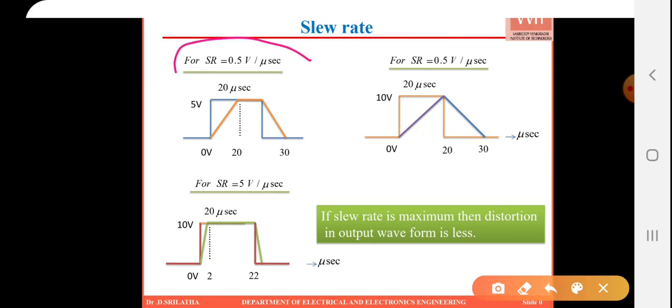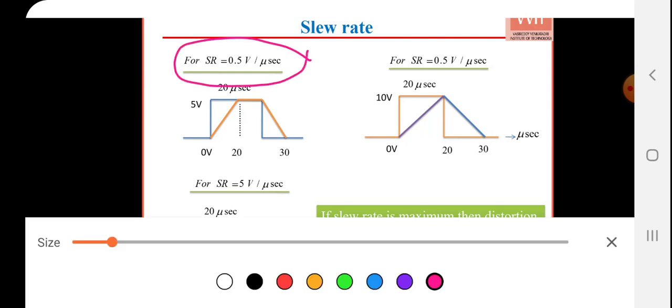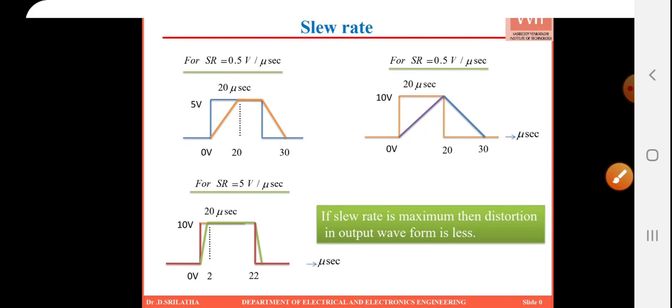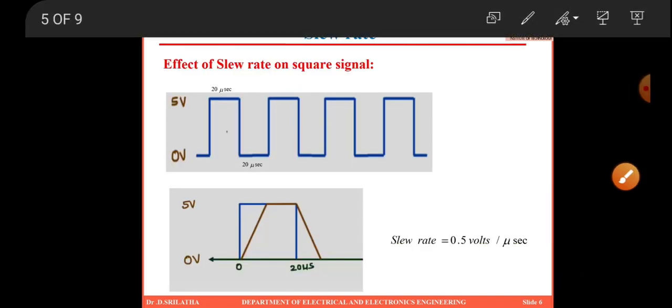Here for this slew rate of 0.5 volts per microsecond, already we have calculated in the previous slide. If we give a square signal for this 0.5 volts per microseconds of slew rate and 20 microseconds of time period, the output waveform will be like this. The output waveform will be this orange shaded waveform.